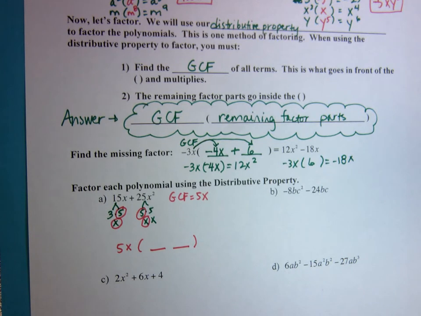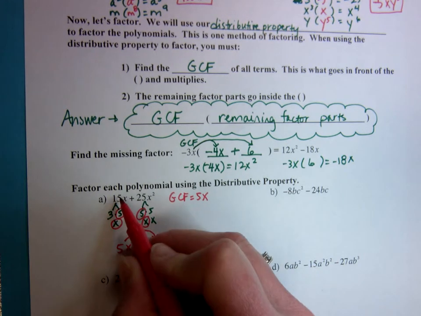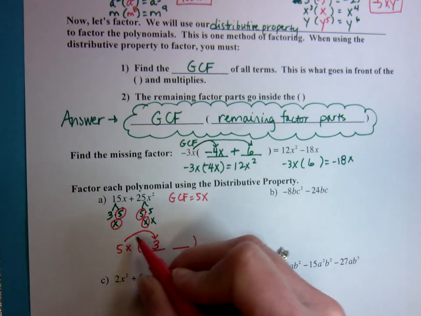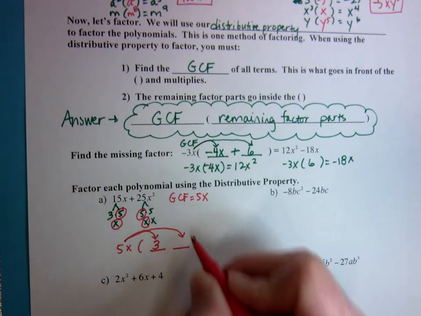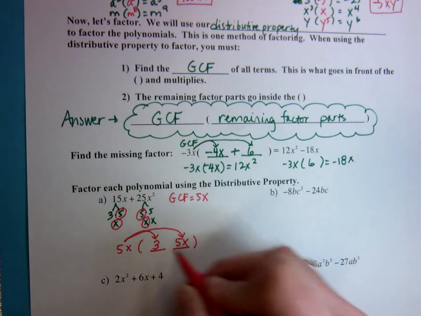So now what we need to do is distribute and figure out what we need inside there. 5x times what will give us 15x? 3. 5x times what will give us 25x squared? 5x. And that's going to be a plus 5x.